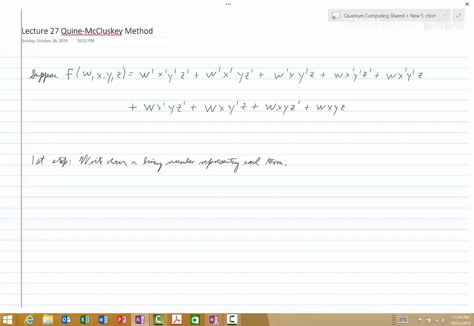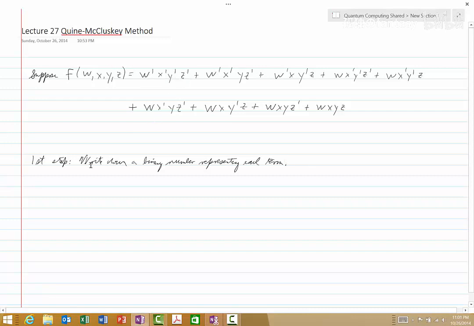But I will point out that each one of these terms has all of the independent variables in it in either primed or unprimed form. This expression that we have is called a min-term realization of the function. Each one of these is called a min-term, again, because each one of the variables is present in it. For instance, if the first term was x prime y prime z prime instead of w prime x prime y prime z prime, that would not be a min-term. A min-term has to have all of the variables present.